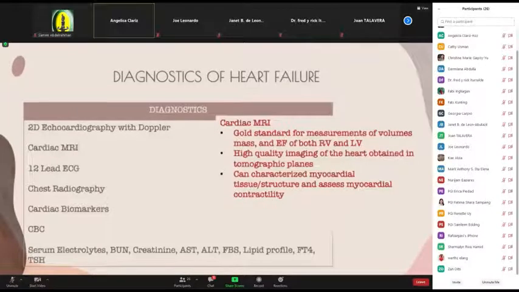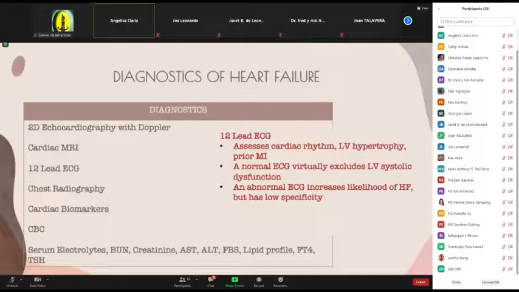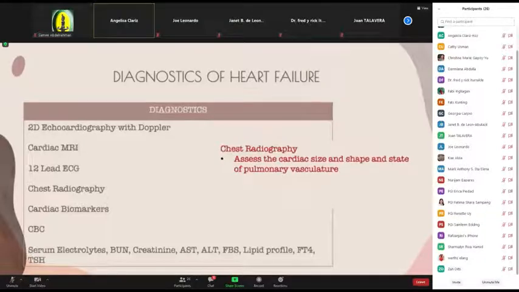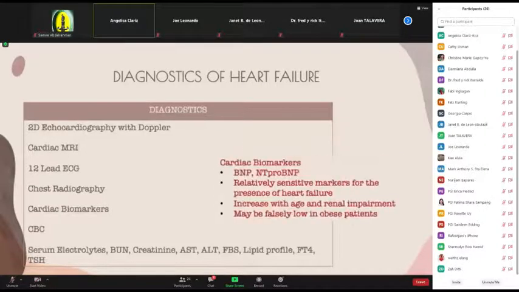For the cardiac MRI, this is the gold standard for measurements of volumes, mass, and ejection fraction of both the RV and LV. This can characterize myocardial tissues, structure, and assess myocardial contractility. The 12 ECG naman, it can assess cardiac rhythm, hypertrophy as well. For the chest radiography, ang mabibigyan niya sa atin kung may enlargement and the pulmonary vasculature.